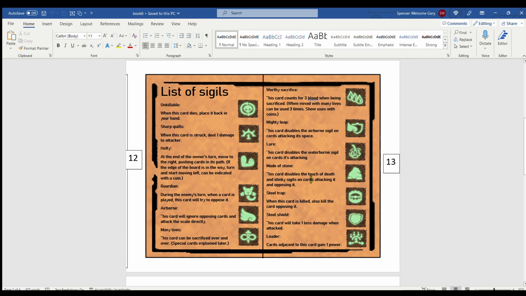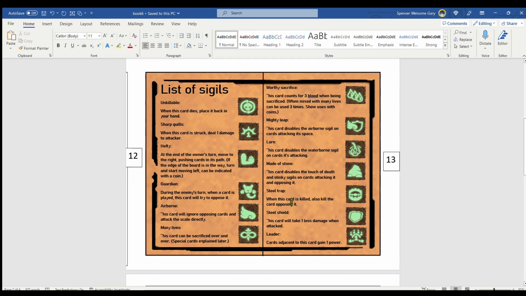Made of Stone. This card disables the Touch of Death and Stinky sigils on cards attacking and opposing it. So basically, the Touch of Death would not insta-kill a card that has this sigil, it would just do the normal damage, and Stinky would not cause it to lose 1 attack. It would just stay the same as normal. Steel Trap. When this card is killed, also kill the card opposing it. Not the card that attacked it, but the card opposing it.